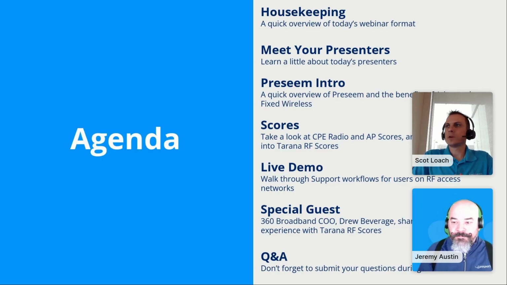Once we wrap up the demo, Jeremy and I are going to chat a little bit about some future topics, some Tarana G2, some AI, which people always like to talk about. And then we're really excited to welcome Drew Beverage from 360 Broadband, who's going to share how his team has been using Tarana RF scores to get insights and improve their operations. And then finally, we'll close things out with any questions that we weren't able to get to during the presentation.